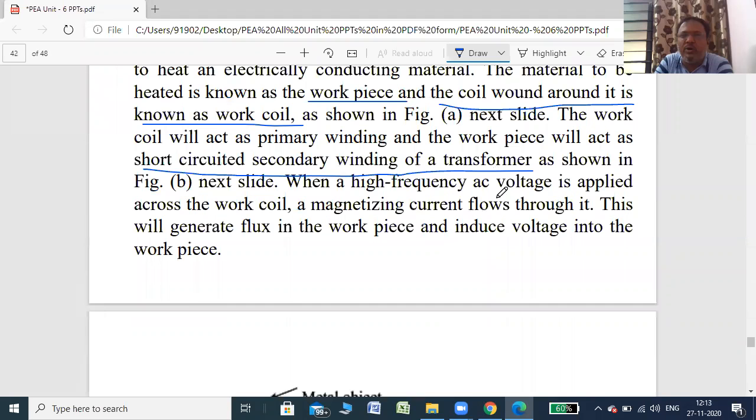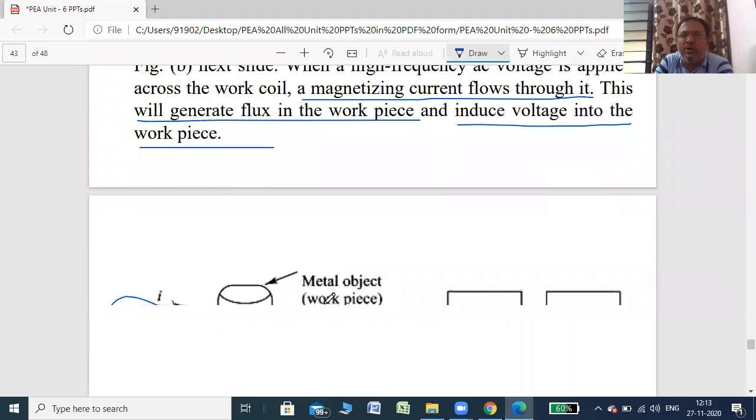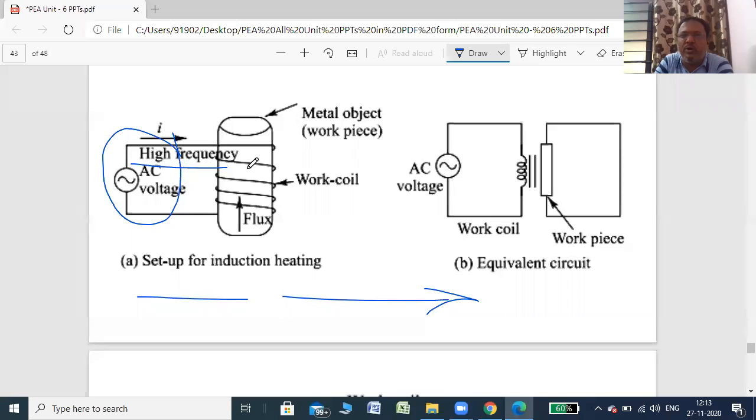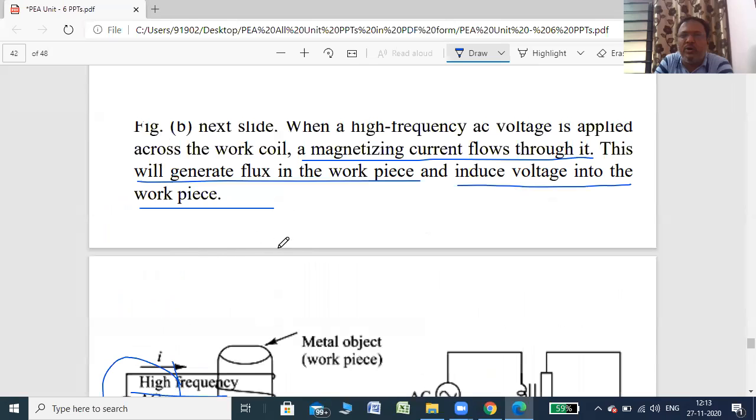Then when high frequency AC voltage is applied across the work coil, the magnetizing current flows through it. This will generate flux in the workpiece and induce voltage into the workpiece. As we already know, when we apply current through this particular coil, the primary coil you can say, the magnetic flux is produced across the coil. This magnetic field produces heat in the workpiece, and because of that the EMF is induced in that workpiece. Okay, so that is the simple principle.